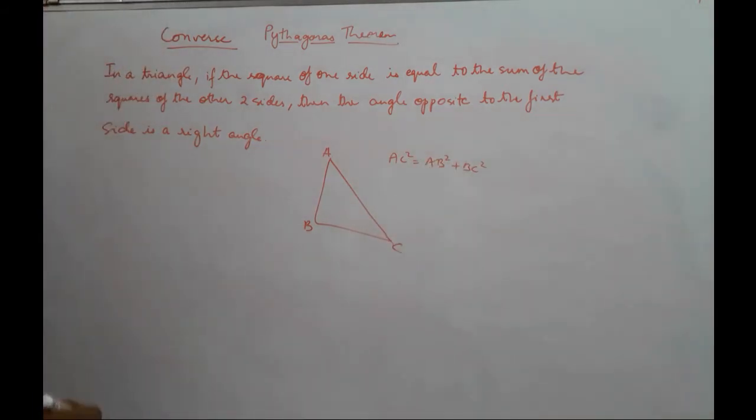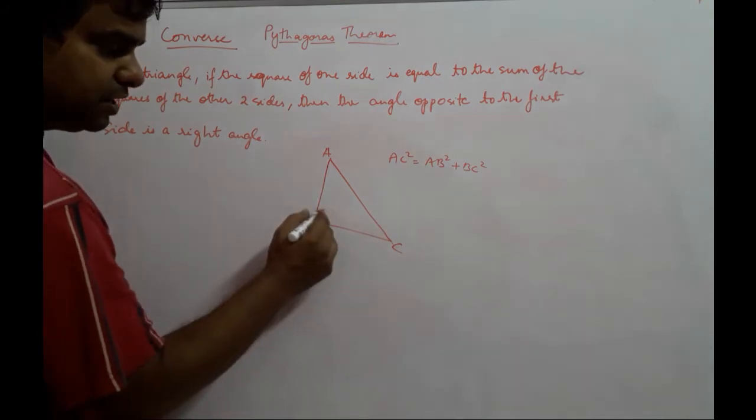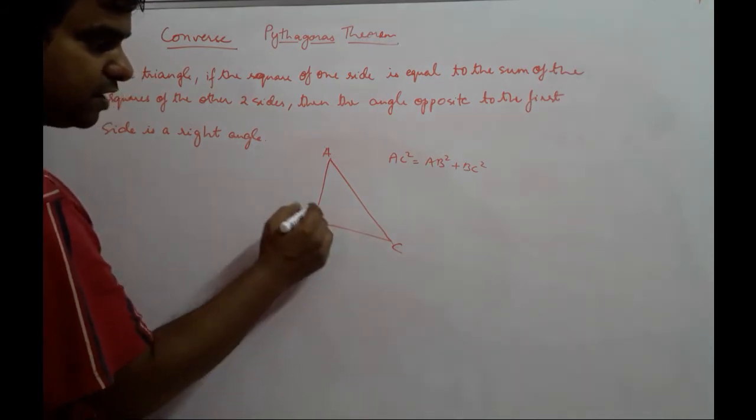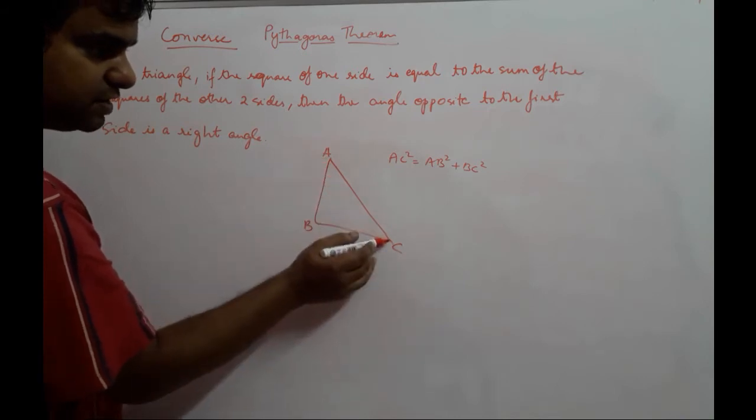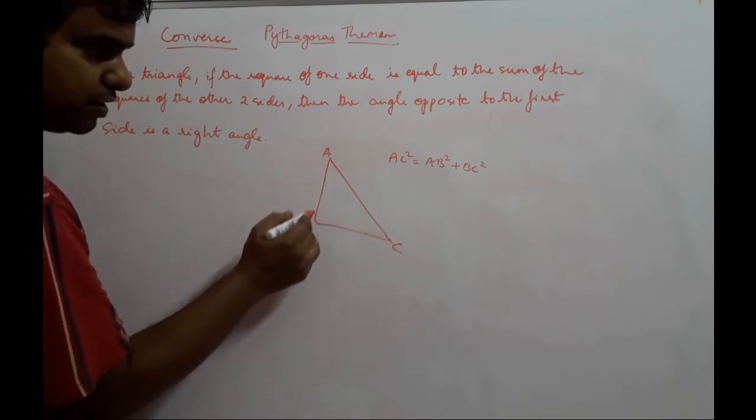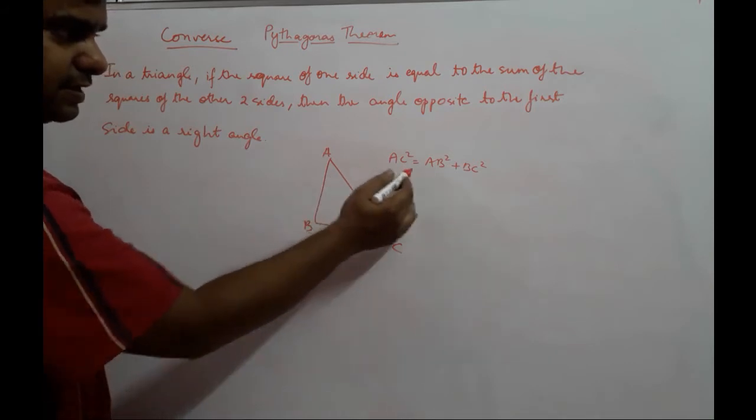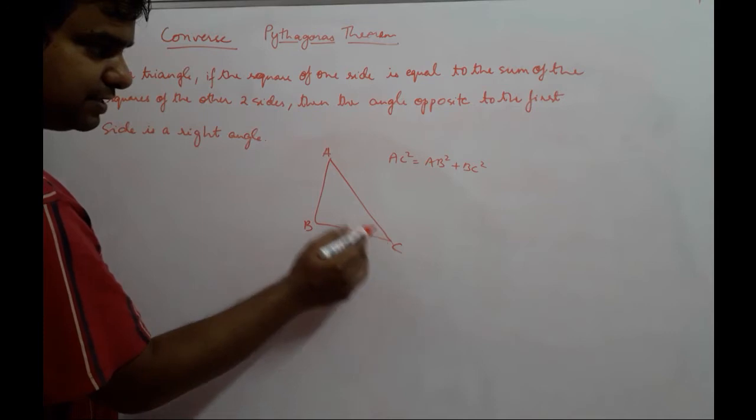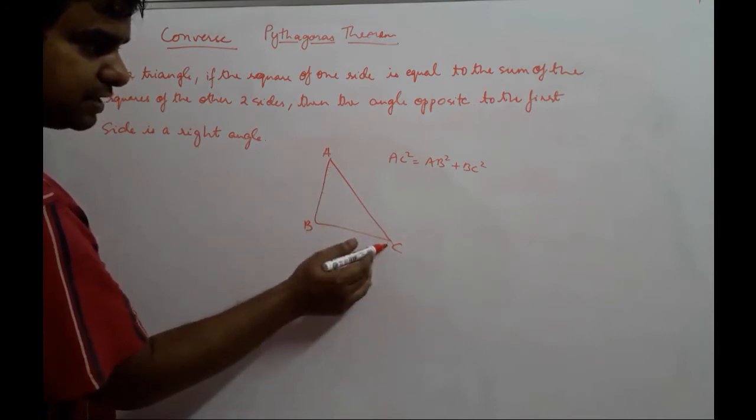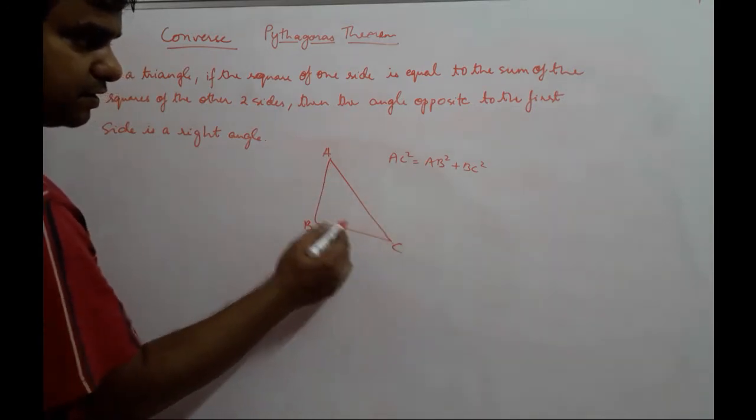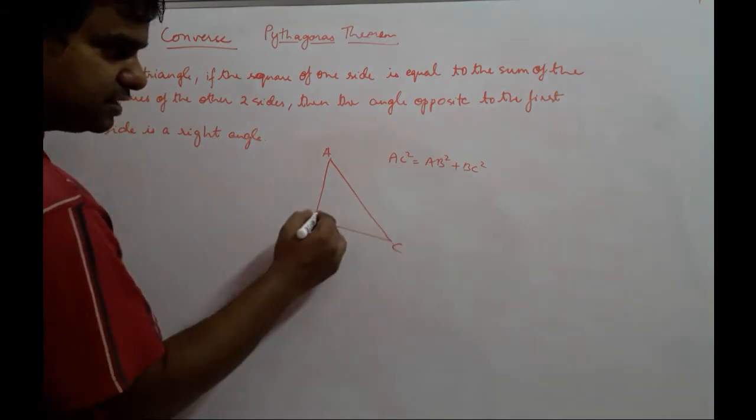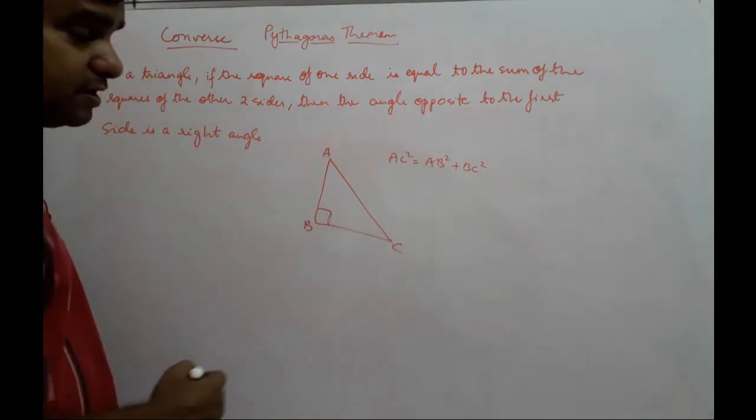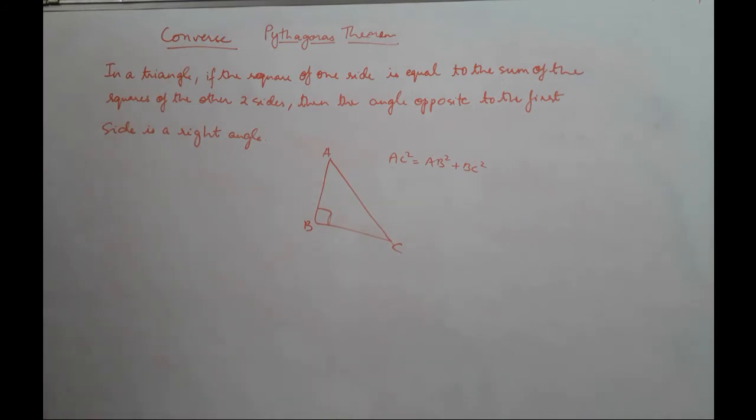To prove the Pythagoras theorem, we were given that this particular angle was 90 degrees, and we were asked to prove that the square of this side is equal to the sum of the squares of these two sides. In this case, we will be given that the sum of the squares of the two sides is equal to the square of the third side, and from there we can conclude that this also has to be a right angle triangle. So this is what we are going to prove in this theorem. So let's begin proving this particular theorem.